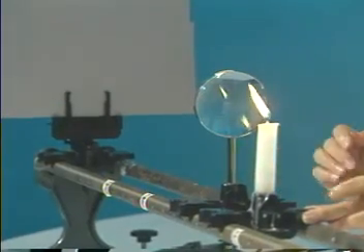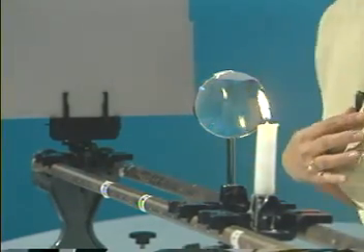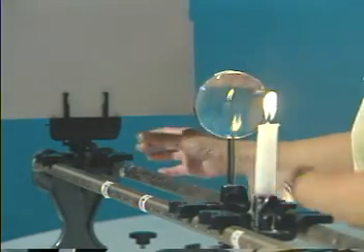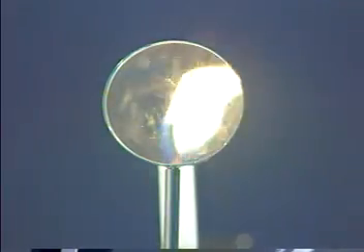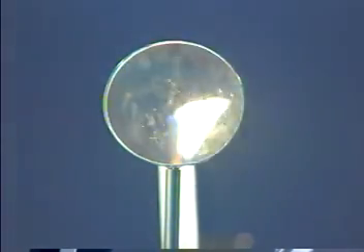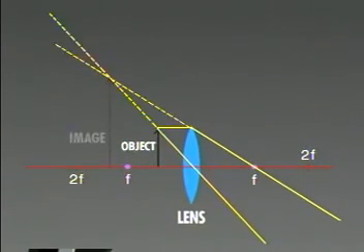Theoretically, the image is at infinity, so we can interpret infinity to be relative to the focal length of the lens. Finally, let's position the candle between the focus and the lens. No image is formed on the screen, but if we look through the lens this way, I'll remove the screen. If we look through the lens this way, we can see the image on the same side of the lens as the object. The image is upright, bigger than the object, and virtual.